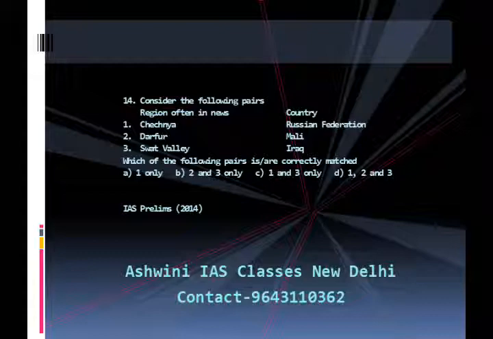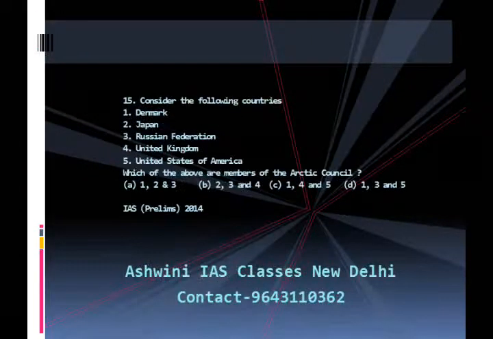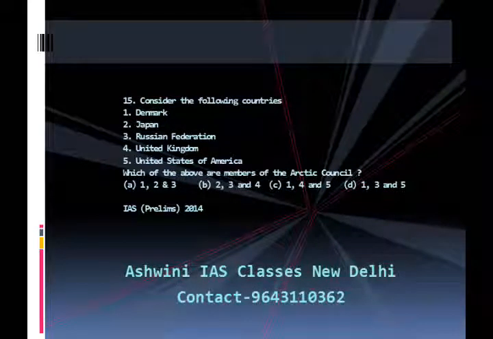Now we move to the final 15th question. Consider the following countries. First, Denmark. Second, Japan. Third, Russian Federation. Fourth, United Kingdom. Fifth, United States of America. Which of the above are members of the Arctic Council? A, 1, 2 and 3. B, 2, 3 and 4. C, 1, 4 and 5. D, 1, 3 and 5.